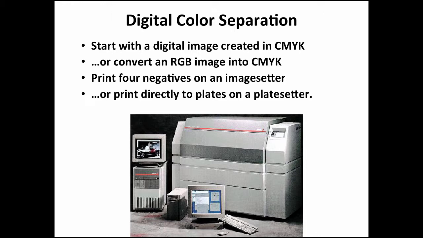Or there are newer devices called plate setters that allow you to use a laser to print directly on the plates, so you skip the entire step of producing film negatives. You literally hit print on your computer, it sends the digital file to the plate setter and spits out 4 plates that are ready to put right onto the press.